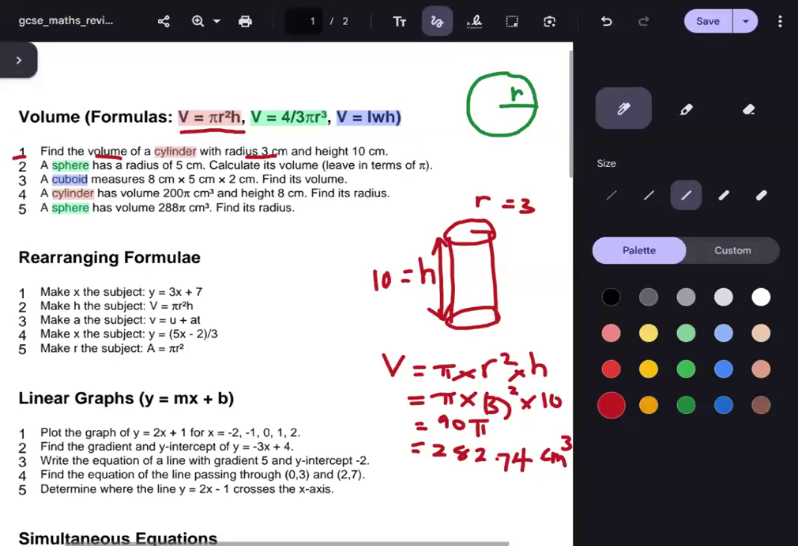Okay. The next one is a sphere. A sphere has a radius of 5 centimeters. Calculate its volume and leave your answer in terms of pi. So just like here, I left it as 90 pi. That's how you would leave your answer, right? But here it's for a sphere. It's the radius of a sphere.